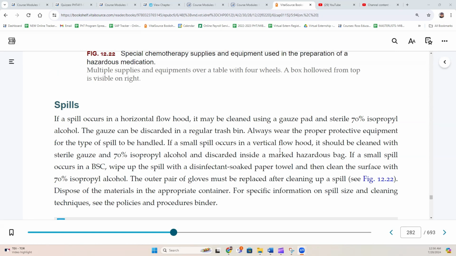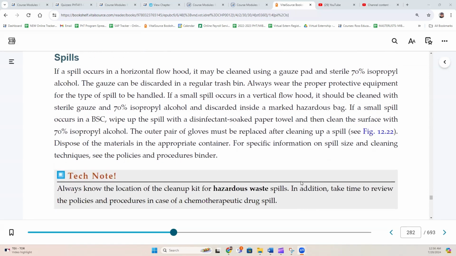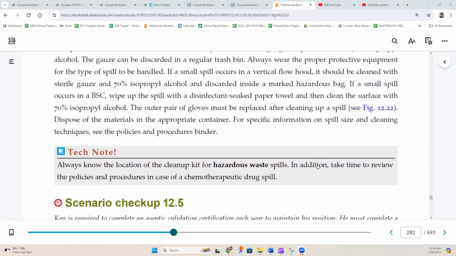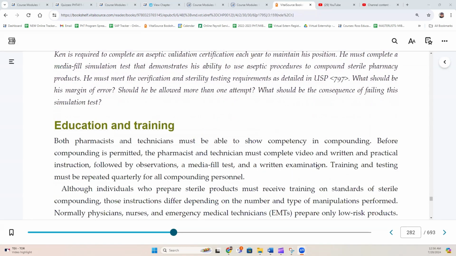If a small spill occurs in a BSC, wipe up the spill with a disinfectant soap paper towel, and then clean the surface with 70% isopropyl alcohol. The outer pair of gloves must be replaced after cleaning up a spill. Dispose of the materials in the appropriate container. For specific information on spill size and cleaning techniques, you should see the policies and procedures binder.